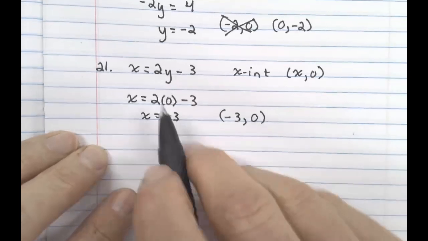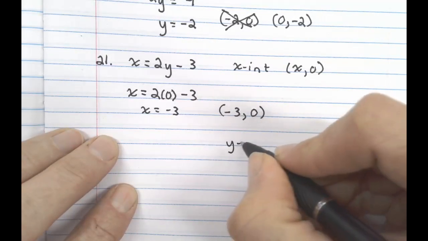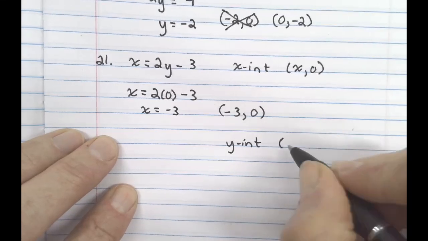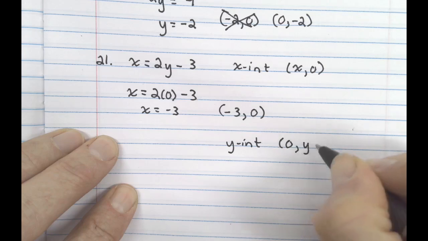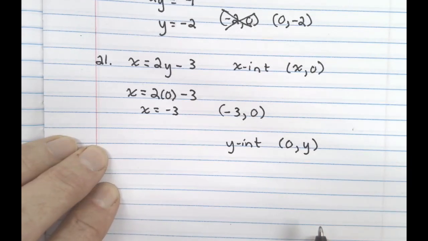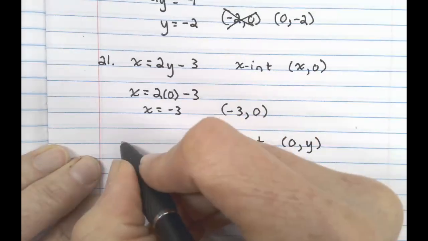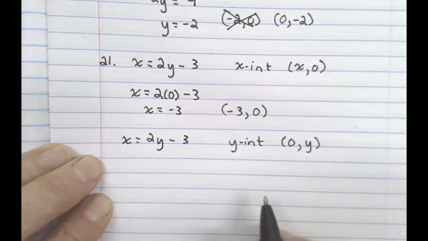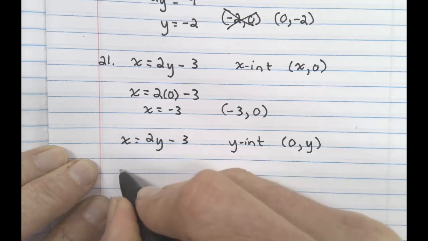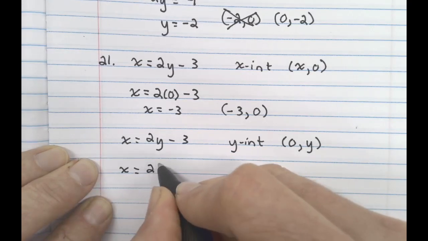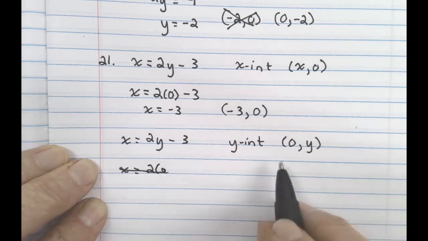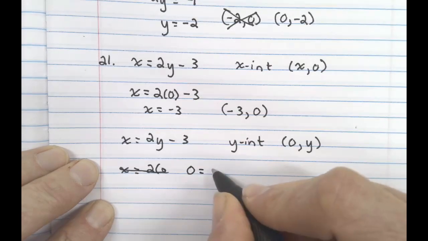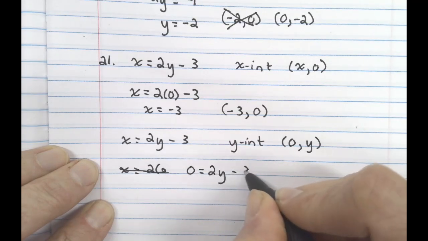Now, again, for the y-intercept, I know something about the y-intercept. The x is always 0 for the y-intercept. Always. So I come back to the equation there. I got x equals 2y minus 3. I plug in a 0 for y. Okay, so I got x equals 2. Oh, sorry. Plug in a 0 for x. Plug in a 0 for x. My mistake. 0 equals 2y minus 3.